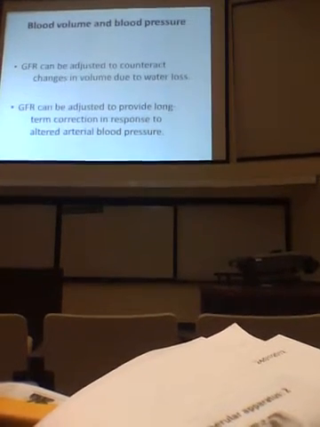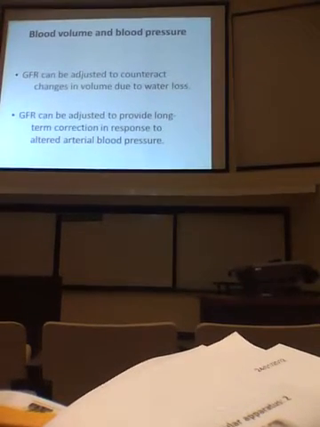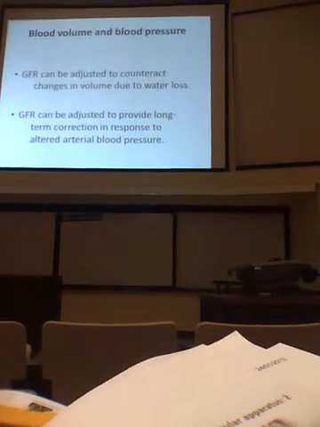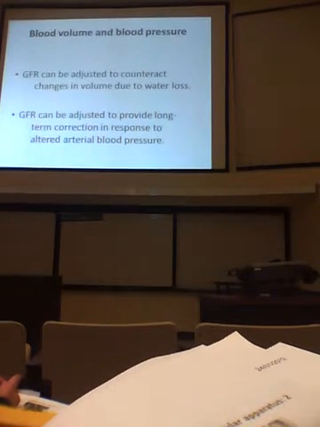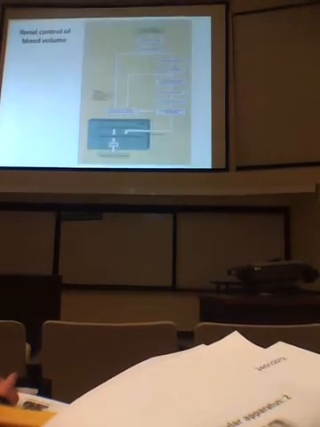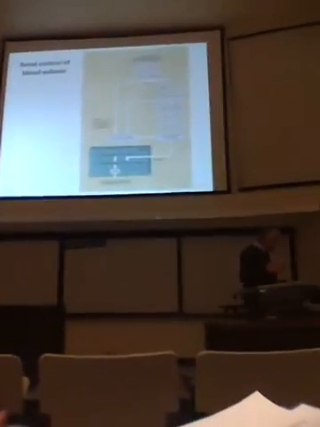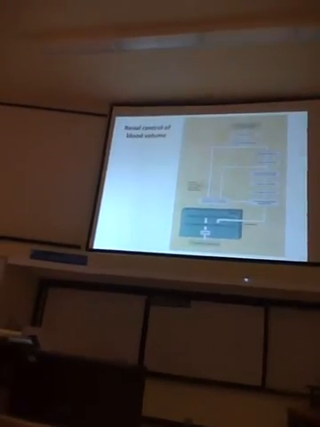And so the glomerular filtration rate can be adjusted to counteract changes in volume due to water loss. Okay, we know that this was going to affect blood pressure. The glomerular filtration rate can be adjusted to provide long-term correction responses to altered arterial blood pressure. So this is what I'm talking about here, look. So the kidneys then provide a way of controlling systemic blood pressure as well as peeing out waste.